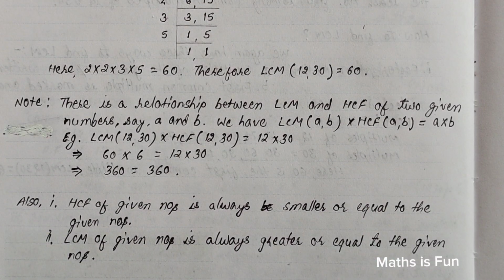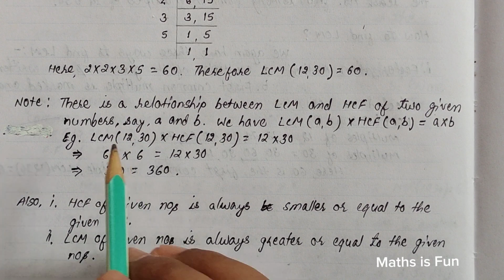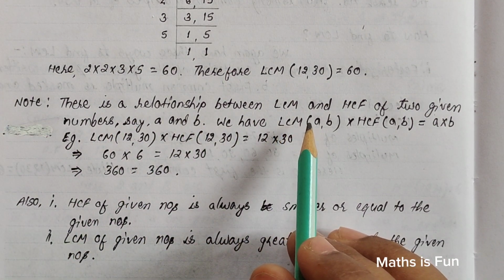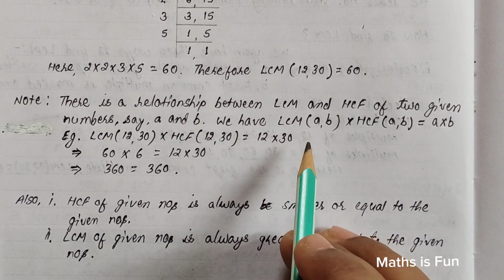So friends, we have learned about HCF and LCM. We have also learned 3 ways to get LCM and HCF. Now I'll tell you about the relationship between LCM and HCF. There is a relationship between LCM and HCF of 2 given numbers. It will not work with more than 2 numbers. It will only work with 2 numbers.